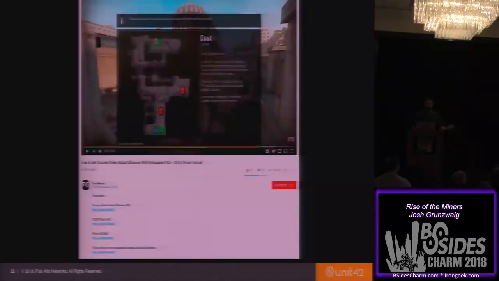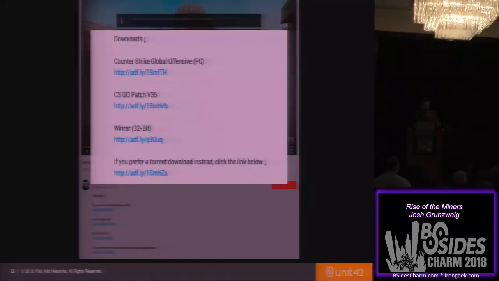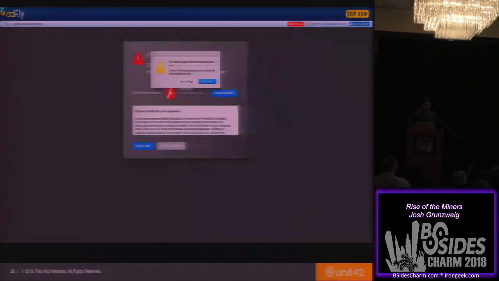And typically the way it works is something like this. So I am perusing the internet. I am very poor, and I Google, how can I get Counter-Strike Global Offensive for free? I stumble on this wonderful YouTube video that tells me exactly how to do it, which in turn has a series of links to various files that I can download. All these links, as you can see, are Adfly links. Clicking on one will give you something that looks kind of like this.